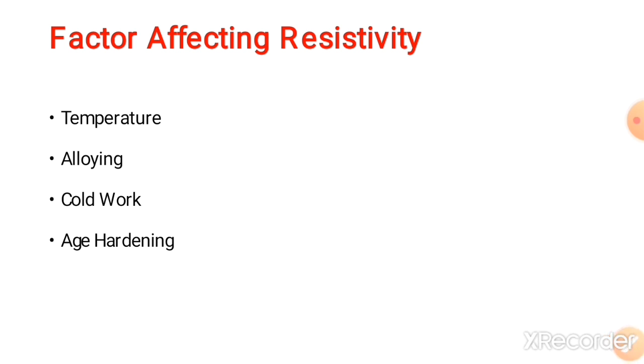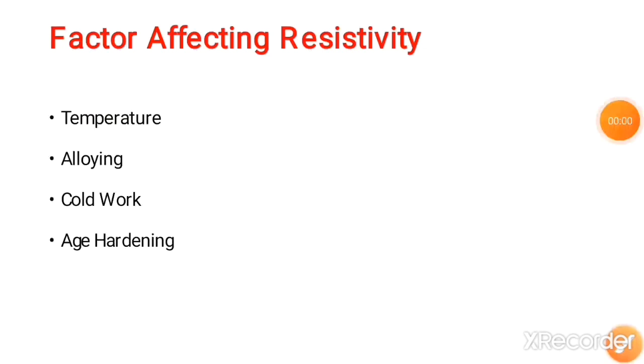Alloying is the solid solution of two or more metals. Alloying of metal is used to achieve some mechanical and electrical properties. The atomic structure of solid solution is irregular as compared to the pure metal, due to which the electrical resistivity of solid solution increases rapidly with alloy content. A small content of impurity may increase the resistivity of metal.